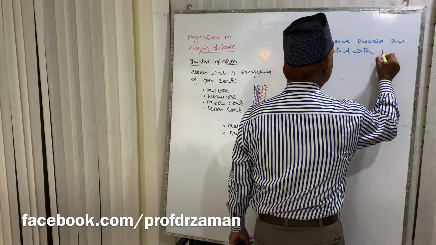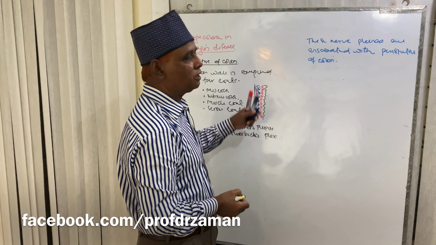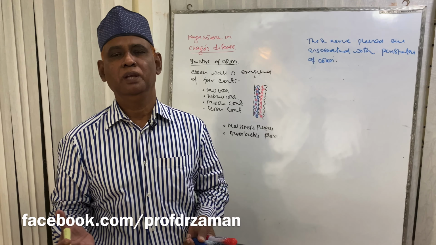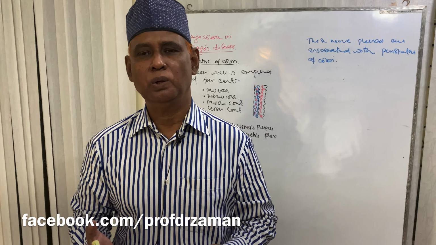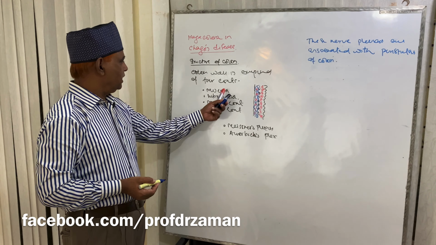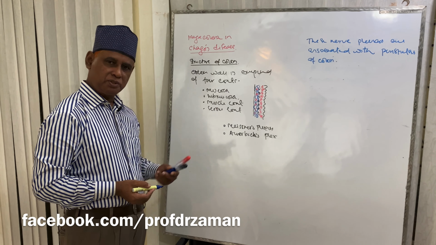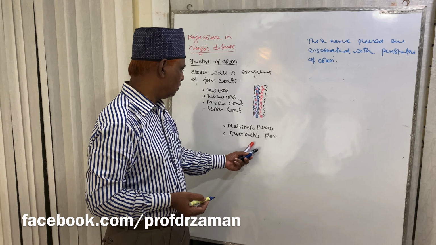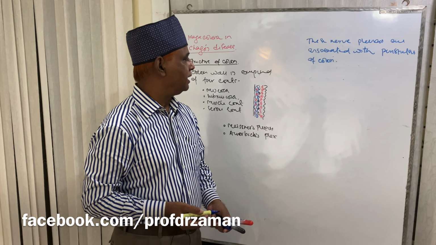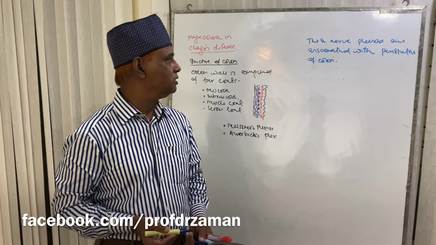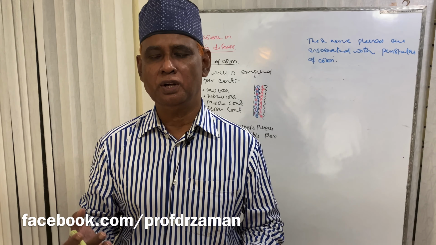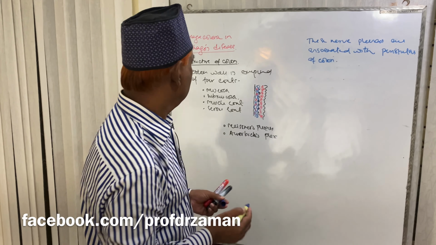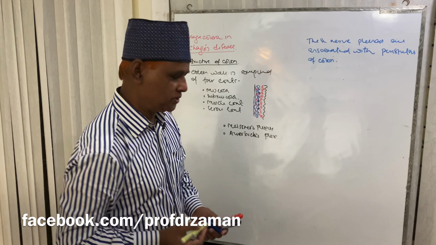Dear audience, if there is destruction of these nerve plexuses, there will be functional loss of peristalsis of the colon. Again, there is mucosa, submucosa, muscle coat and serous coat, and within the wall there are nerve plexuses, Meissner's plexus and Auerbach's plexus, associated with peristalsis of the colon. If there is destruction of these plexuses, there will be functional loss of colonic peristalsis. What happens in Chagas disease?